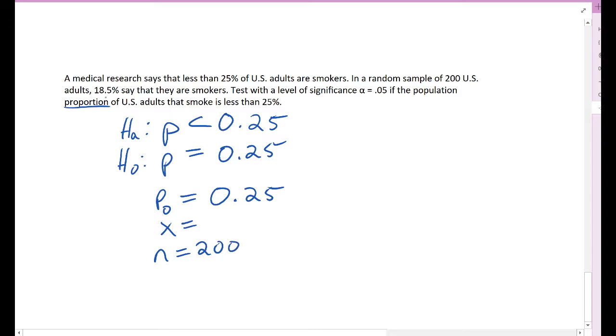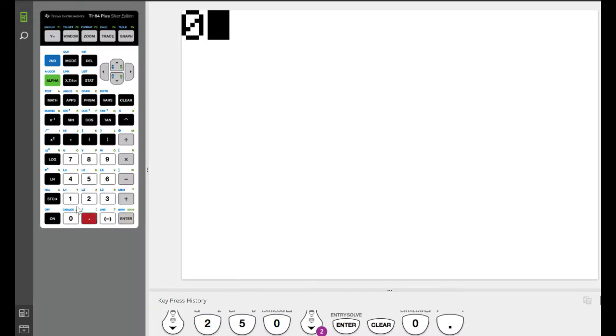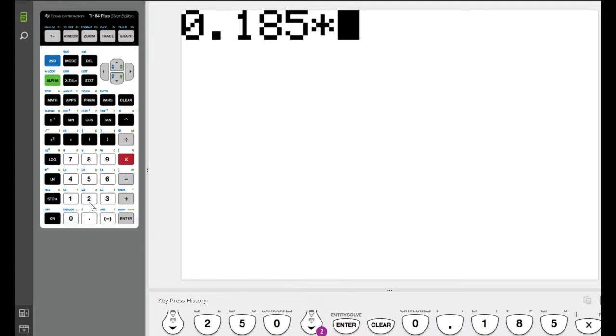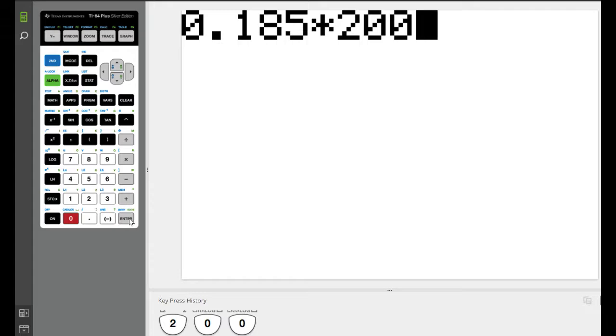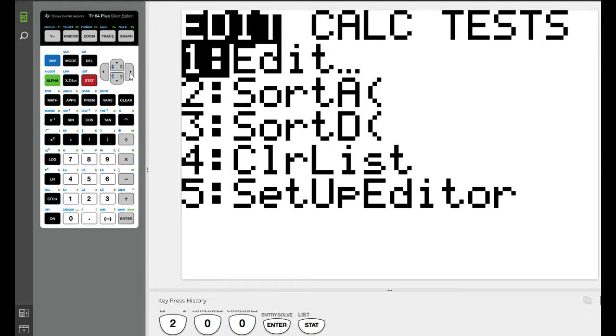Well, what's x? X is going to be 18.5% of the 200, meaning we take a 0.185, I'm rewriting that percent as a decimal, and we multiply it by 200, and that should give us 37? Let me double check that. 0.185 times 200 gives us, yes, 37. Say it with your chest. All right, so our x is 37. So this one, once again, we had to multiply to get the x. Now it's just a matter of putting everything into the one prop z-test and getting out your p-value.